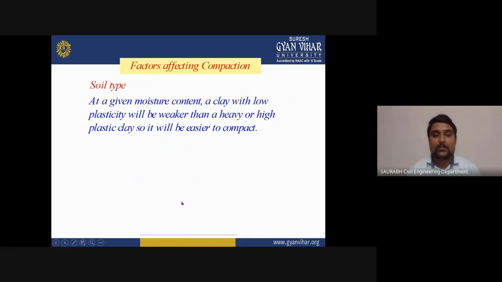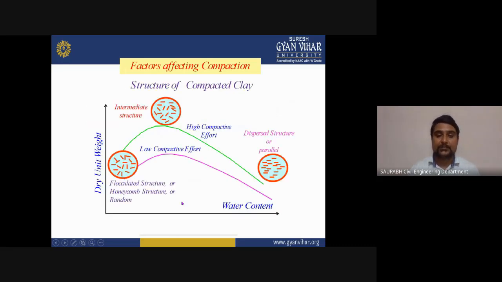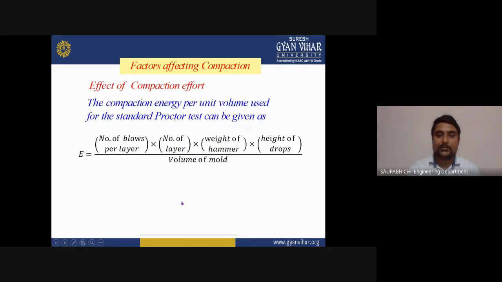This is also one factor given here, showing how soil type can affect the compaction. At a given moisture content, a clay with low plasticity will be weaker than a heavy or high plastic clay, so it will be easier to compact. So you can understand here how soil type can affect the compaction. Now you can see this graph, which is also showing the soil type affecting the compaction.